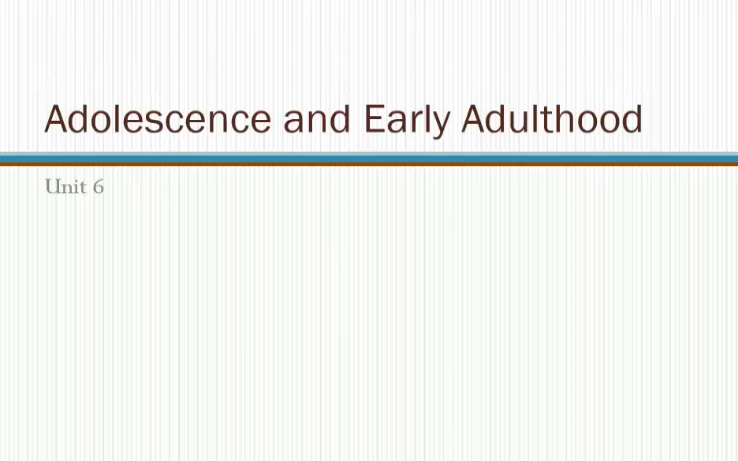Our next chapter takes the development process one step further, and now we get into adolescence and early adulthood. Adolescence being the end of childhood, roughly age 13 to maybe 16, 17, that area. And then, of course, we're going to get to adulthood.